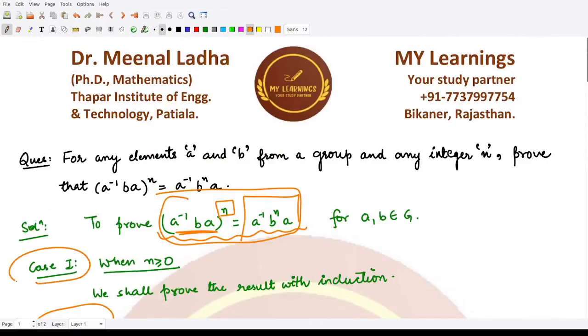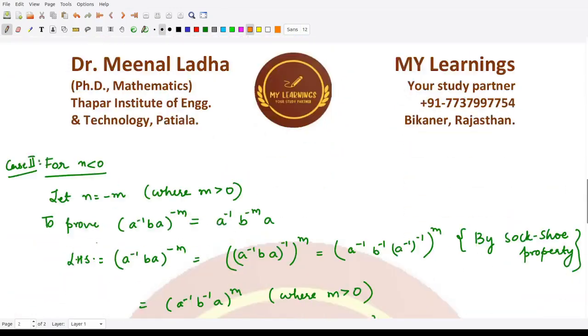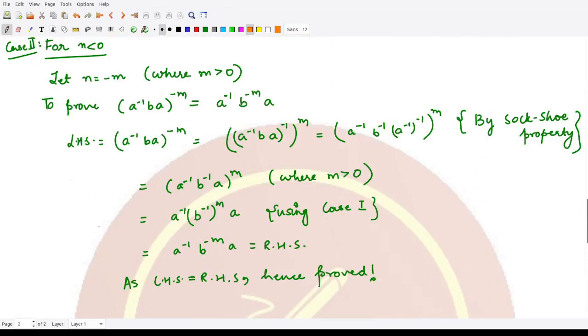What about case 2, when n is less than 0? So let's take that case. When n is less than 0, we can write n as minus m, where m is surely a positive quantity, correct? So for that we have to prove, because here we would otherwise have n and here also we would otherwise have m, and the value of n is equal to minus m. So this now becomes this raised to power minus m and this also raised to power minus m.